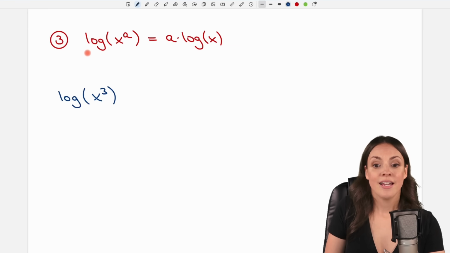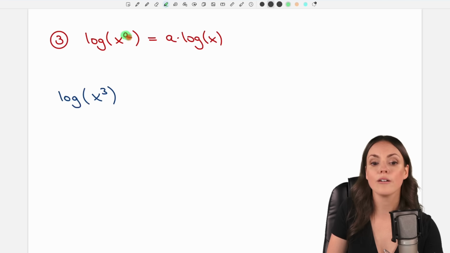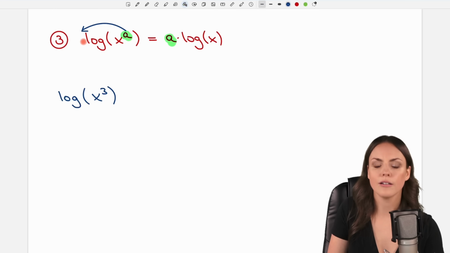and we're going to take a look at the third rule. This rule is one I use really often. It allows us, if we have a power in our logarithm, so x to the power of a, this rule tells us that we can take this exponent, the a, and write it in front of the logarithm. So we take the a and write it in front of our logarithm.